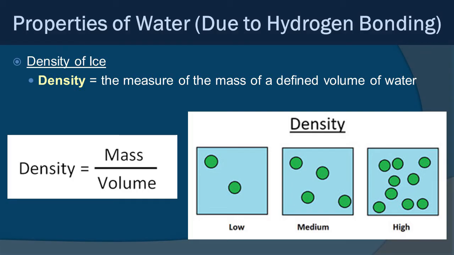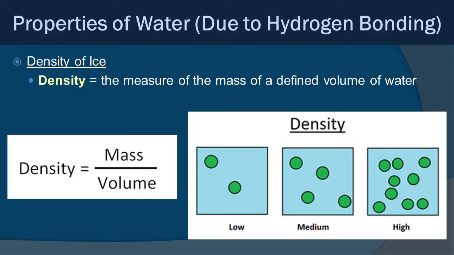So density is the measure of the mass of a defined volume of water, or anything else for that matter, but we're talking water here. And its density equals mass over volume. That's the equation. Density equals mass over volume. Essentially, we're talking about how much stuff is in that particular amount of volume.